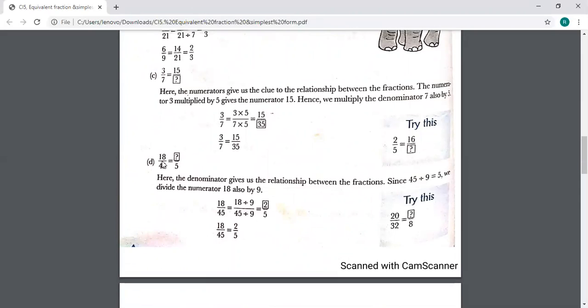Now here, 18 by 45. The numerator is not given on the other side, but the denominators are given. So the clue is from the denominator. To get from 45 to 5, 5 is a smaller number, so we have to divide 45 by something which gives us 5. Now what is that something? 45 divided by 9. So this is equivalent fraction by division, because 45 is greater and 5 is less. So 18 divided by 9. I hope it's clear when you are going to divide and when you are going to multiply.